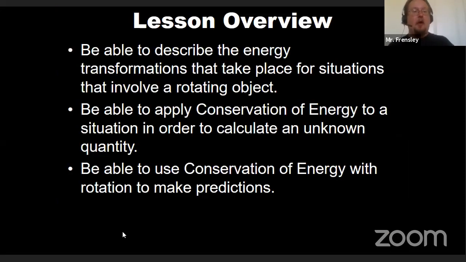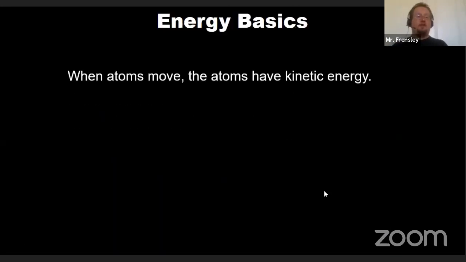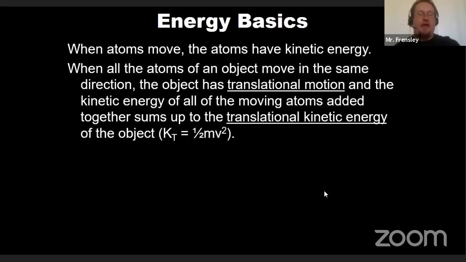Yikes, isn't that terrible? Okay, so we want you to be able to describe energy transformations that take place involving a rotating object, apply conservation of energy to calculate unknown quantities, and then be able to just make predictions using conservation of energy involving rotation, right? Okay, so here's what you need to know. So when atoms move, the atoms have kinetic energy, and all the kinetic energies of all the atoms add up, right? So when you have a translational motion, you have translational kinetic energy, 1/2 mv squared.